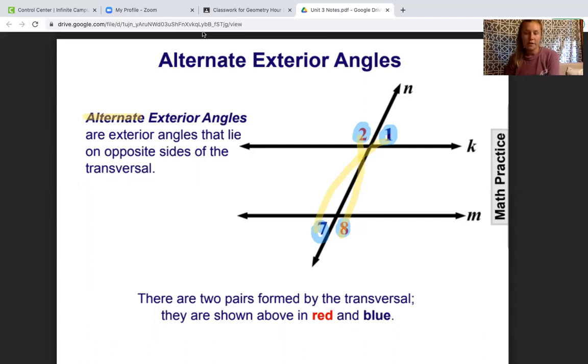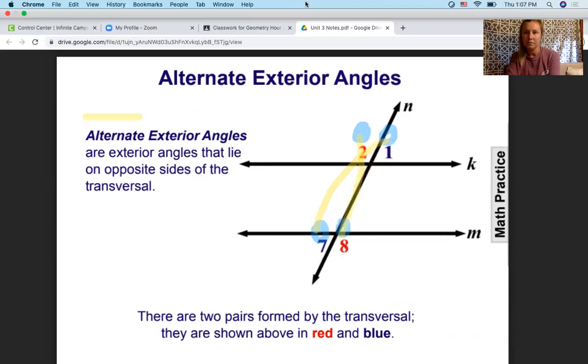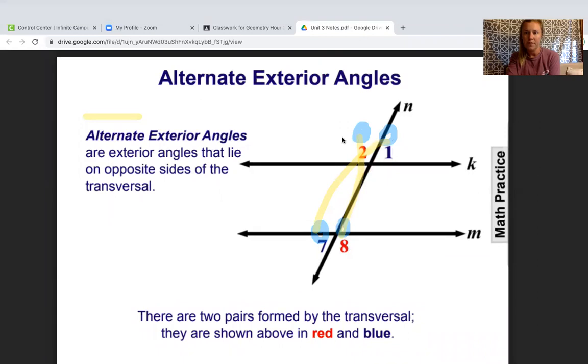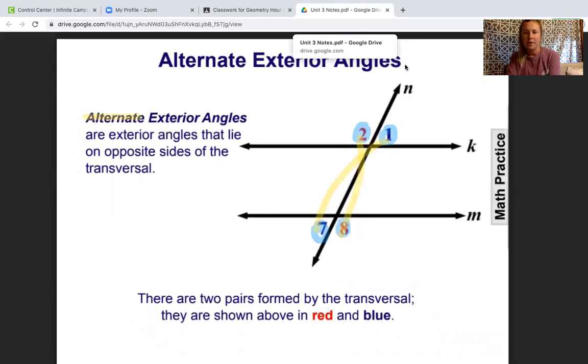What letter is the transversal in this picture? N. N, perfect, yeah. Good job, guys.